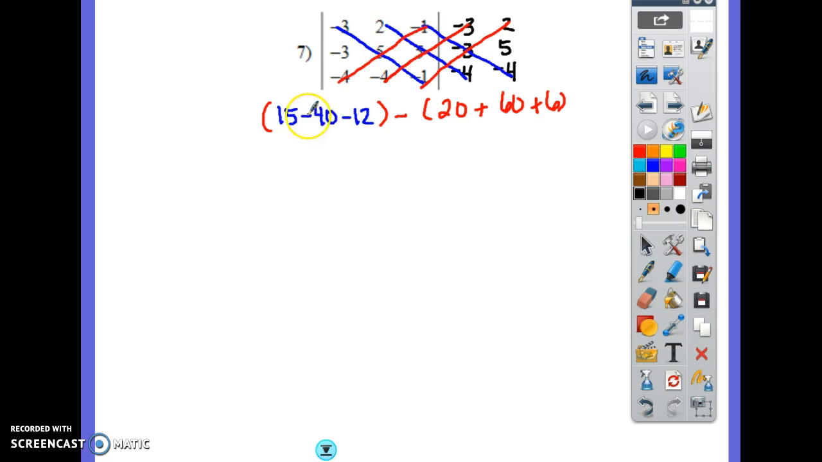So positive 15 and negative 40 is negative 25. Negative 25 and negative 12 is negative 37. Minus whatever we get over here. 20 and 60 is 80, and 86. So negative 37 minus 86 is 13, carry 1, 123, negative 123. So the determinant of this is negative 123.